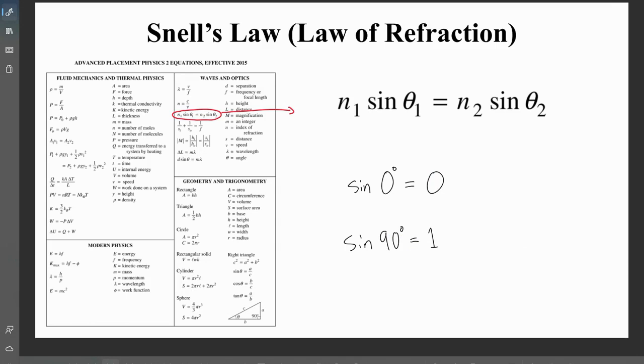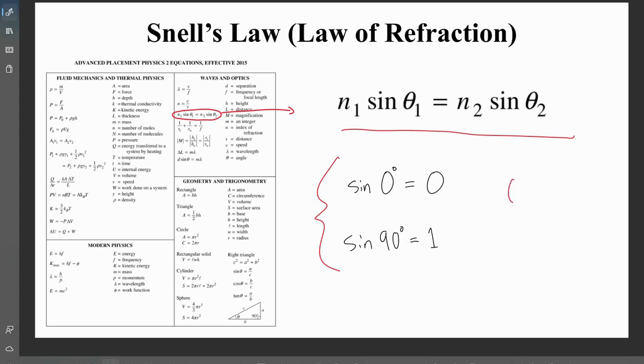Okay, here's the math I was talking about. So Snell's law is the law of refraction. This is a screenshot from your AP equation sheet. Here's where you can find it. It's on the last page where all the new stuff is. But n1 sine theta 1 equals n2 sine theta 2. All right, and then just a reminder, sine of 0 is 0, sine of 90 is 1. This is actually really, really helpful. And this is how I could do those problems on the previous page so quickly. Because sine of 0 is 0, sine of 90 is 1.